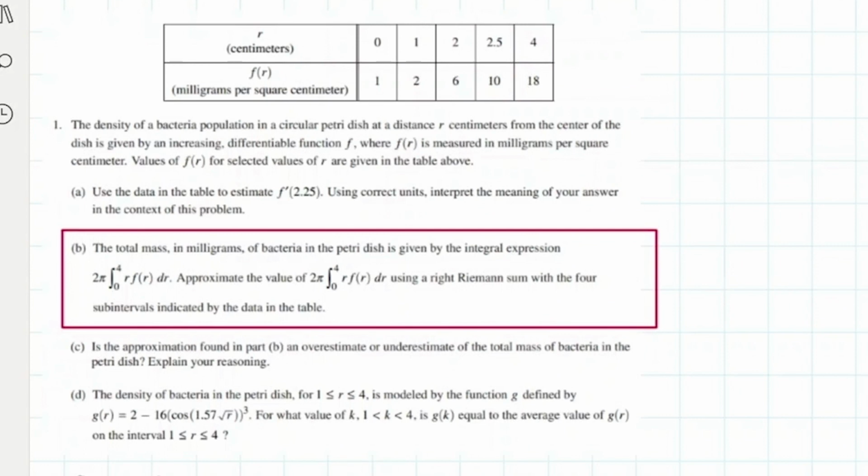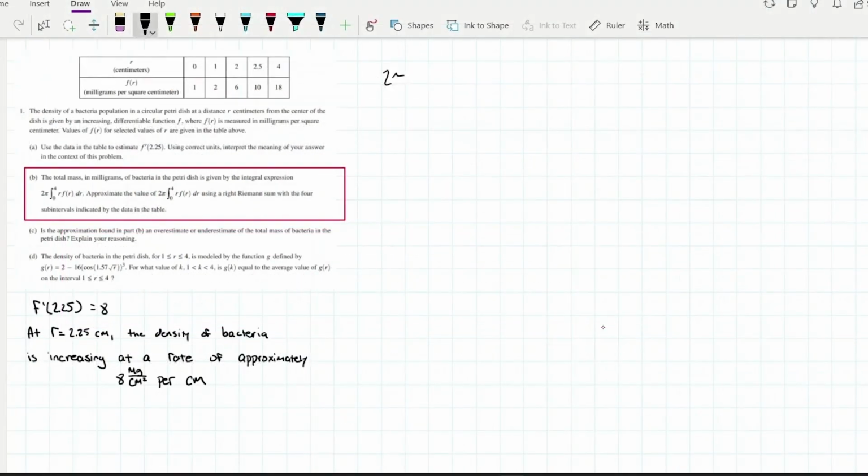For part B, we're given a function of the total mass of the bacteria in the petri dish in the form of an integral expression, which I'll rewrite here, and asked to approximate the value of this integral using a right Riemann sum. A Riemann sum is used to estimate the value of an integral without actually solving the integral, and it is found by summing up the areas of each rectangle that is formed by f of r of one point multiplied by the delta r between it and the next point. We can't forget that we also have this constant 2 pi and this r value in here as well.